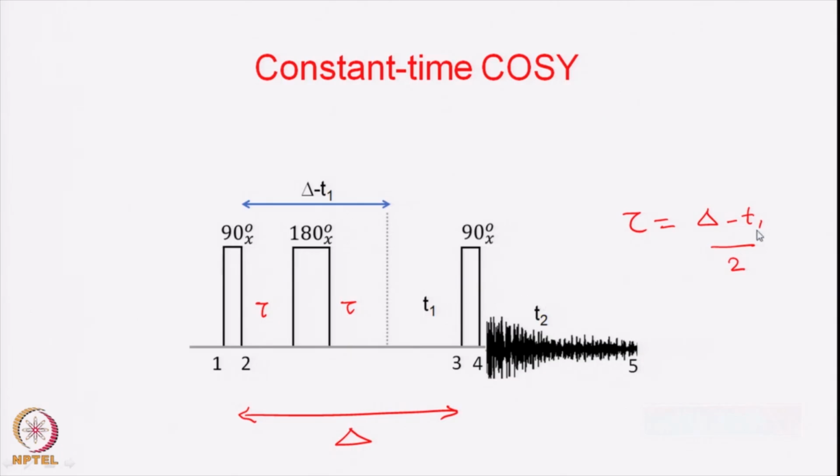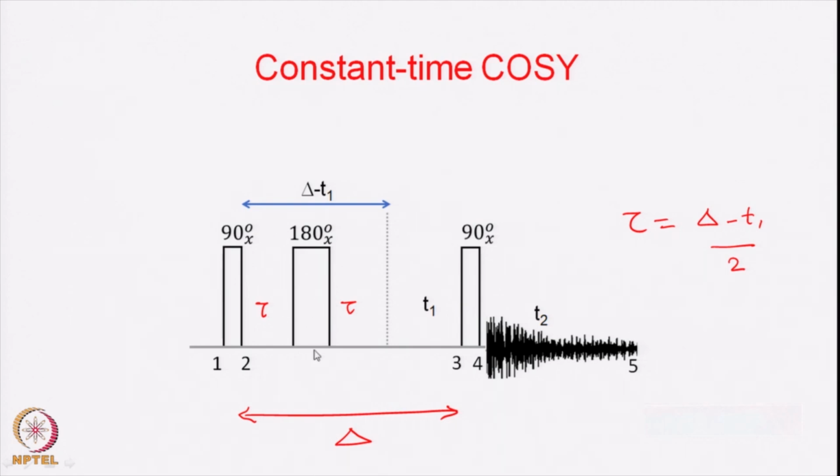At T1 equal to 0, that is the very first experiment, you will see that this 180 pulse will be in the middle of this delta period, because at T1 equal to 0, tau is equal to delta by 2. Now as T1 starts increasing, tau starts decreasing, which means this 180° pulse keeps moving towards the left from the middle. So from experiment to experiment this 180° pulse keeps moving.